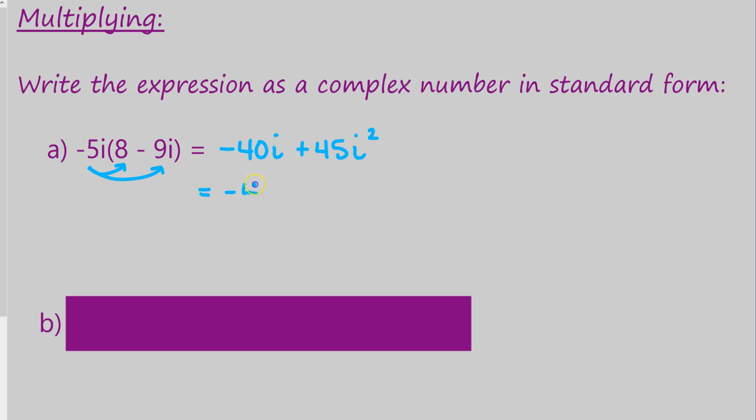First of all, what is i squared? Remind me? What's the definition of i squared? That's right, negative 1. So you substitute that in. And then we realize that the second term here is just negative 45. That's the real part, that goes first. Negative 45 minus 40i. And that's our answer.